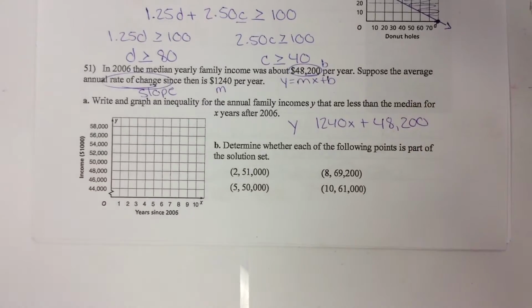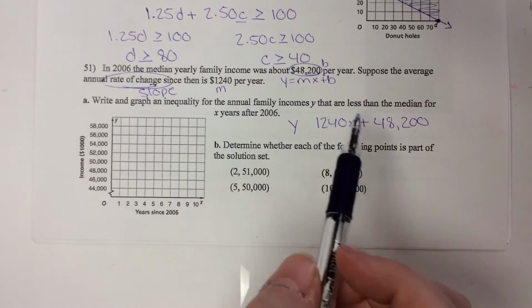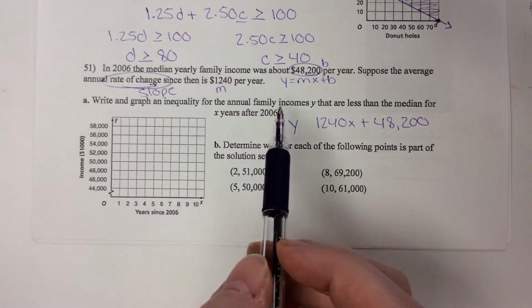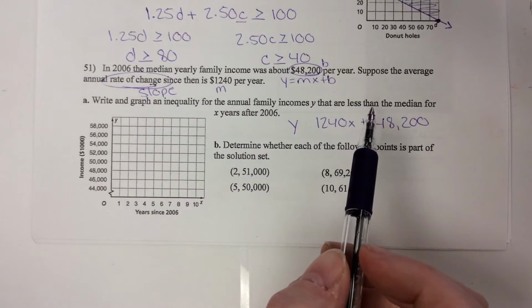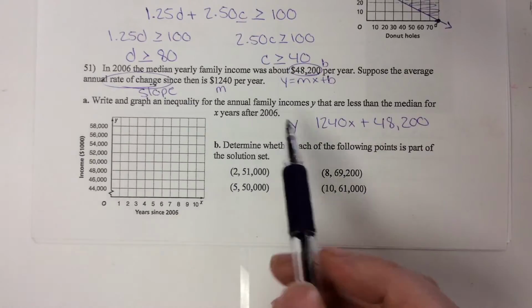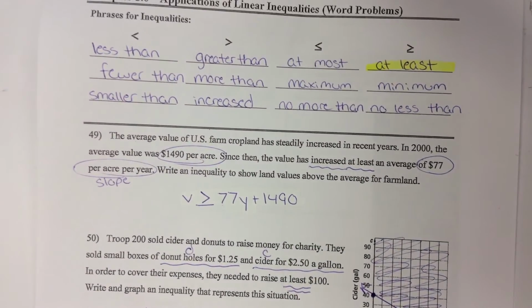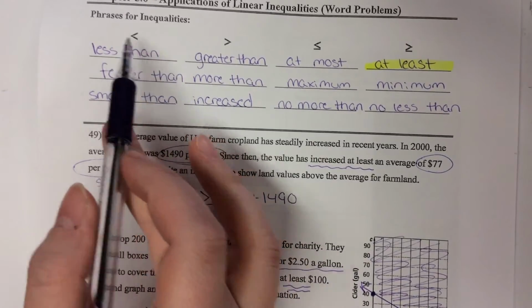Now, as far as which inequality symbol we need, let's read. For the annual family income Y that are less than the median for X years. Okay, so we need less than. Here we go. Ding, ding, ding. Less than symbol.